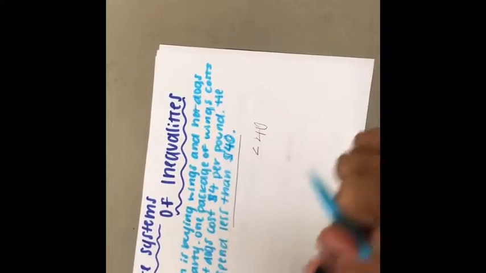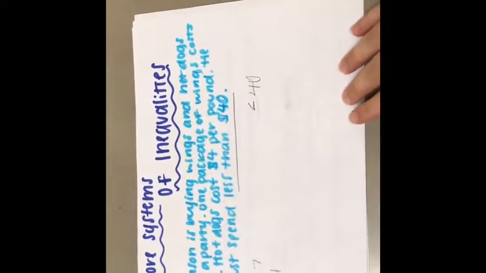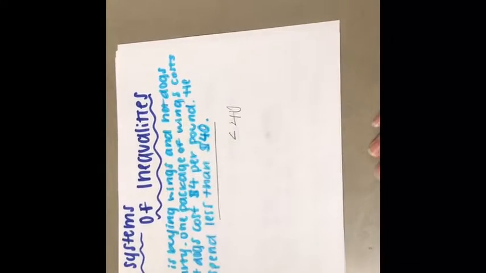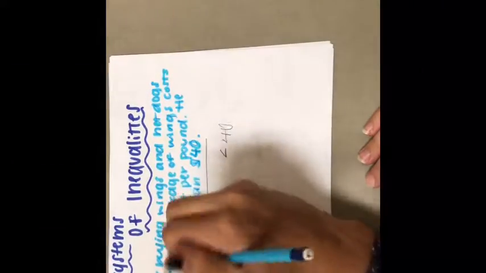So wait, pause it real quick. Wait. Okay, so for this problem, what you want to do is, I forgot. Wings and hot dogs for a party. One package of wings costs $7. So you're gonna have, pause it.